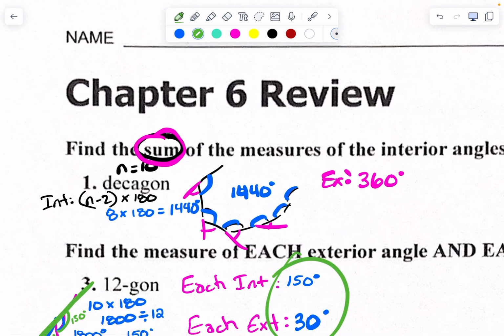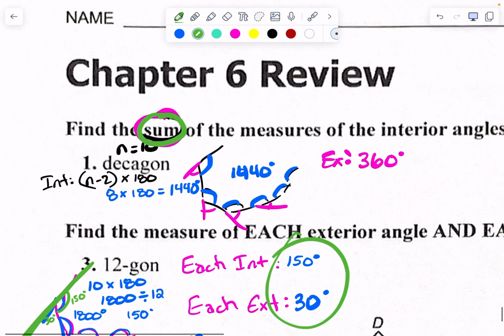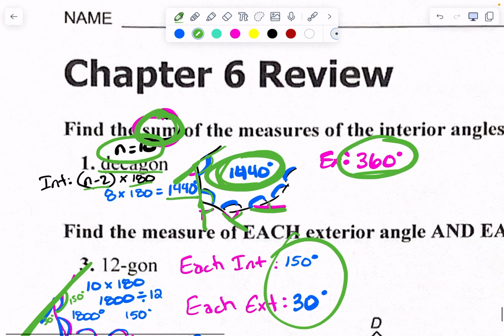Number 1 and 2 are asking for the sum of the measures of the interior and exterior angles. So a decagon has 10 sides, so n was 10. And for interior, we take n minus 2 times 180, okay? So that means a decagon, a 10-sided figure, would have 1440 degrees inside of it with all of them added together, because they're asking for the sum. So interior angles, 1440, but then exterior, if I do the little pinwheels off of him, all of those are going to add up to be 360, no matter how many sides I have. So interior is 1440, exterior is 360.